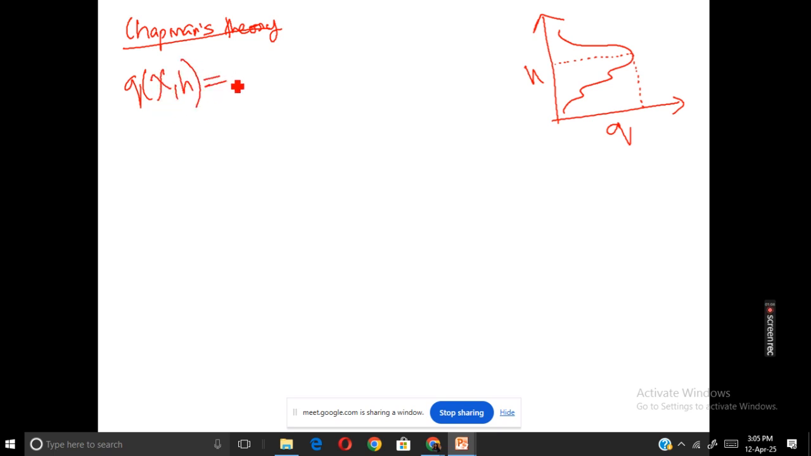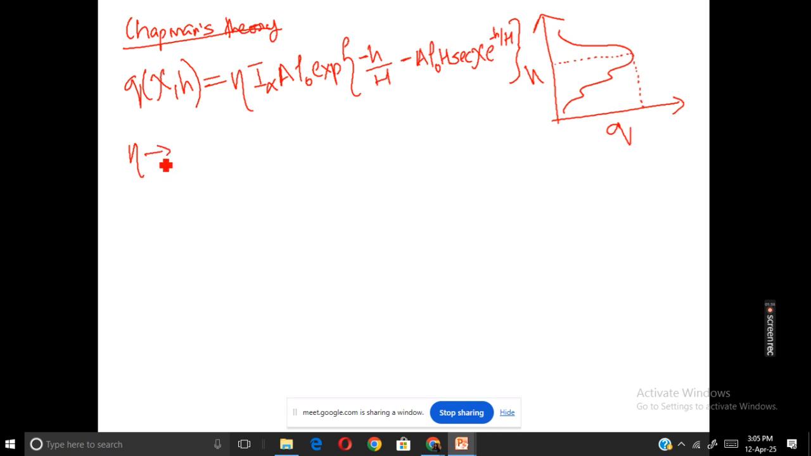The production at any given zenith angle and height h is given by eta into I infinity a rho 0 exponential of minus h by H minus a rho 0 H sec chi into e raised to minus h by H. This is the equation that we derived in the last class, where eta is the number density of electrons or ions.